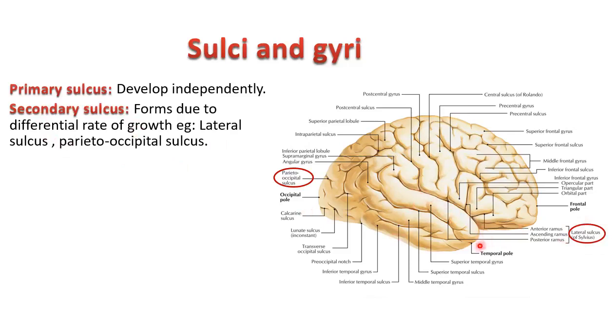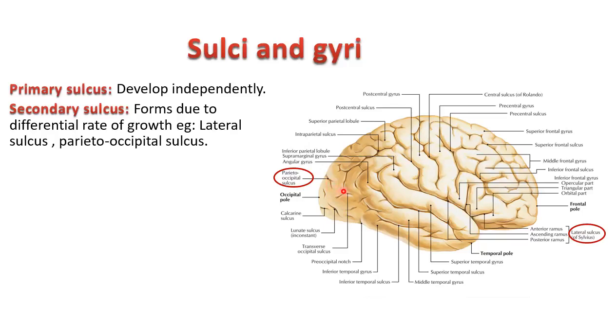Here you are able to see this sulcus in the inferior surface, which we have seen divides into an orbital part and a tentorial part. From a continuation of this sulcus you are able to see various subdivisions of the lateral sulcus. And the other example is mainly your parieto-occipital sulcus. These two are examples of the secondary sulcus.